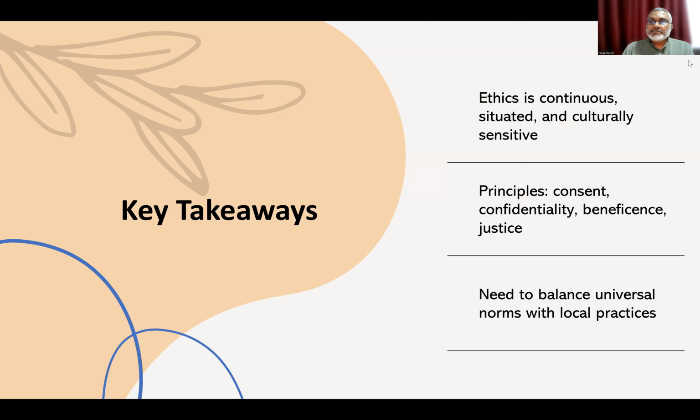The key takeaways for us are that ethics is continuous, situated, and culturally sensitive. So it's not a process that you do one-off and then that's it. The principles are consent, confidentiality, beneficence, and justice. And we need to balance the universal norms with our local practices. So that's the general guidelines or key takeaways from our ethics.